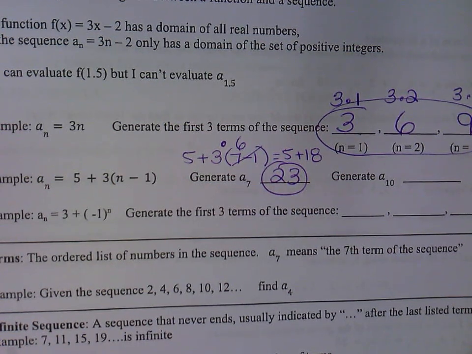Now you plug in 10 and you see what you get when you plug in 10. So it's really back to like linear functions and plugging numbers in. It's just the notation that's different. So try plugging in 10 and seeing what you get.